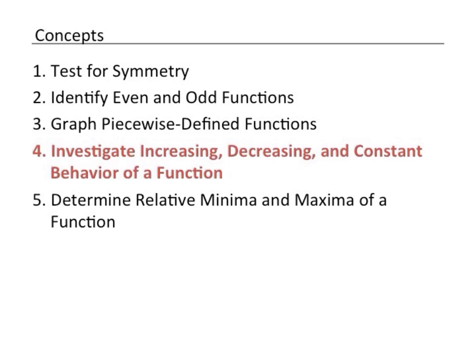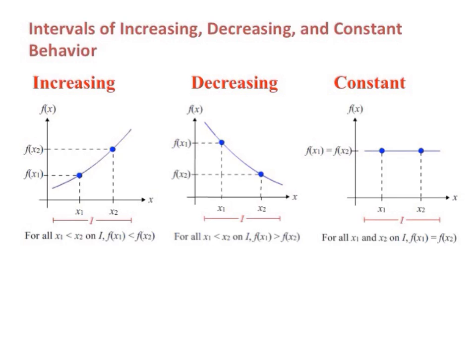Excuse me. This is actually really easy. Increasing means it's going up. Decreasing means it's going down. Constant means it's a flat line. You always look from left to right, just like you're reading a book, from left to right.